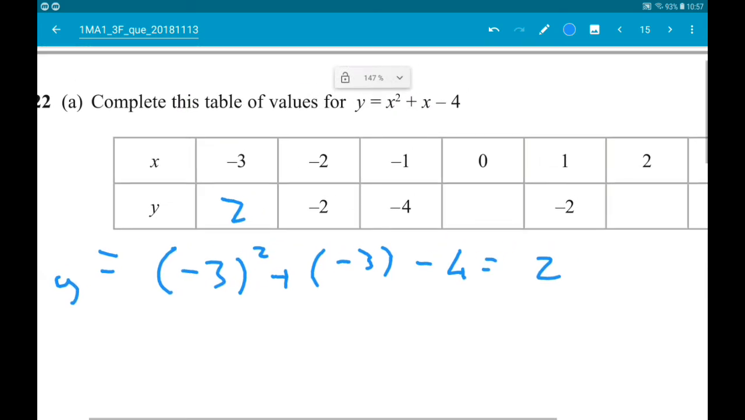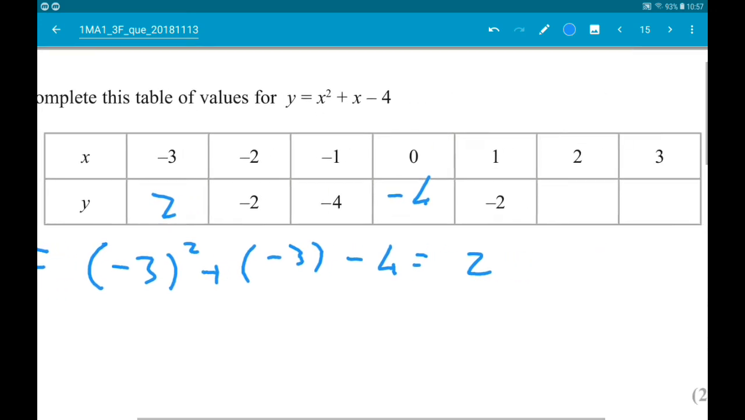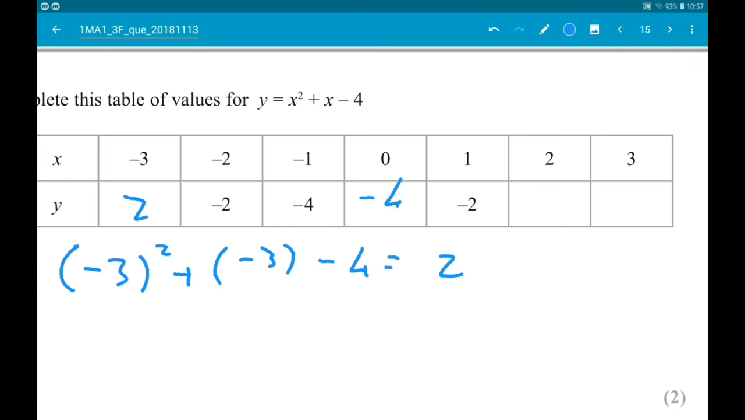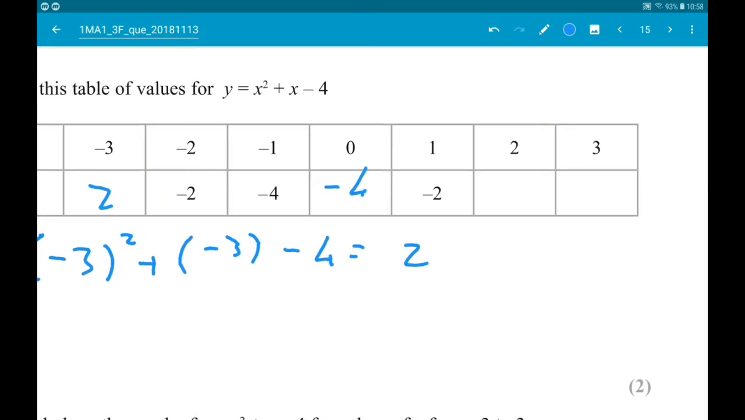Now when x is 0, x squared and x disappear, so we just get minus 4. When x is 2, we get 2 squared, which is 4, plus 2, which is 6, minus 4 is 2. And when x is 3, x squared is 9, plus 3 is 12, minus 4 is 8.